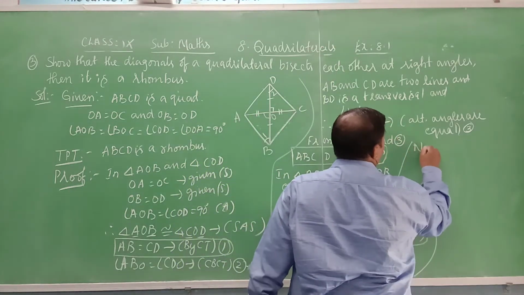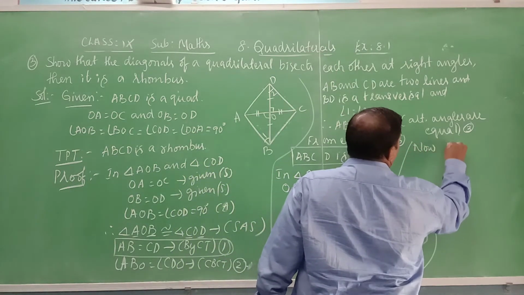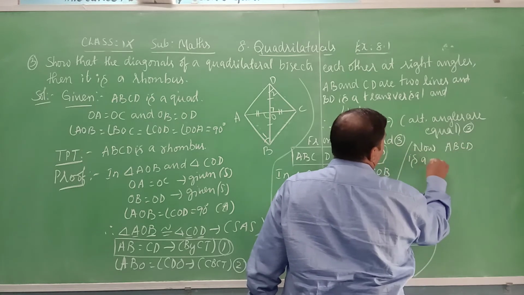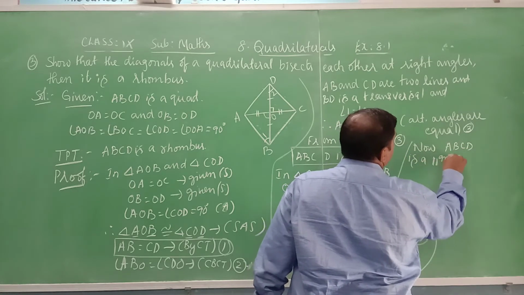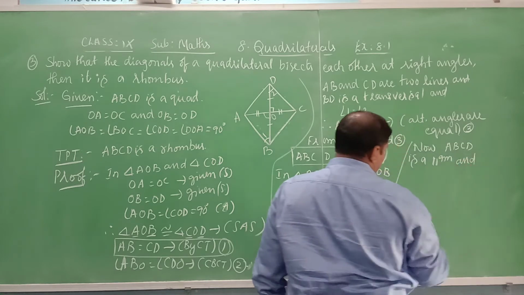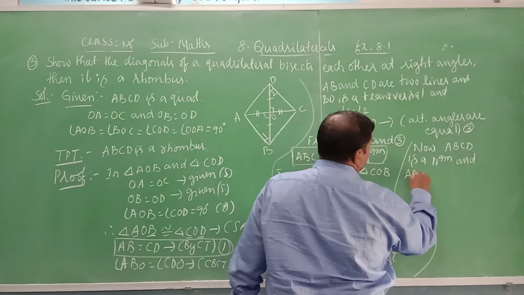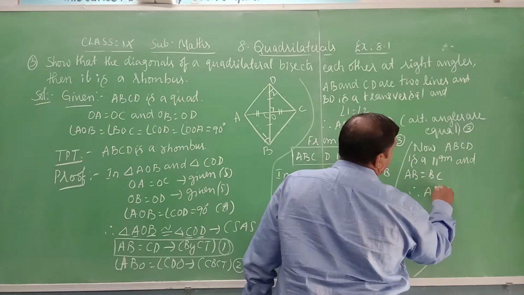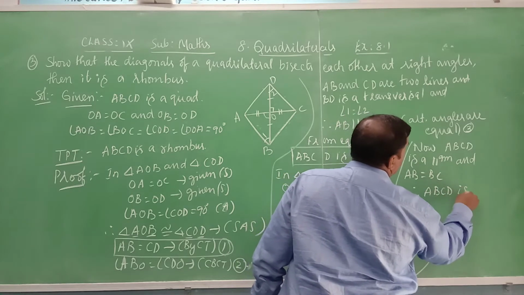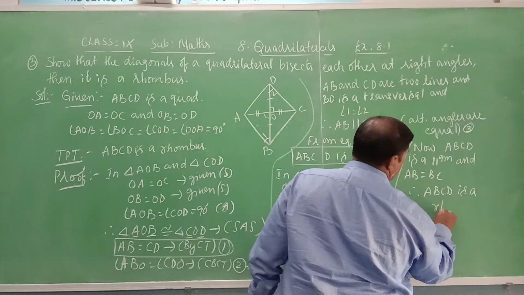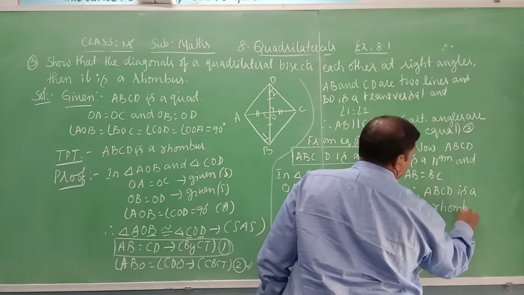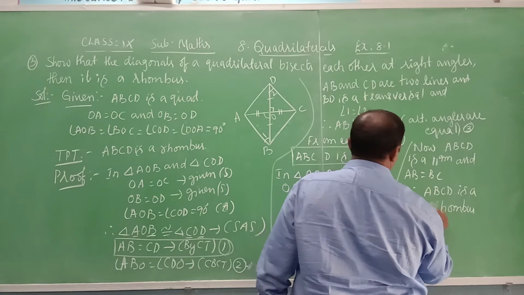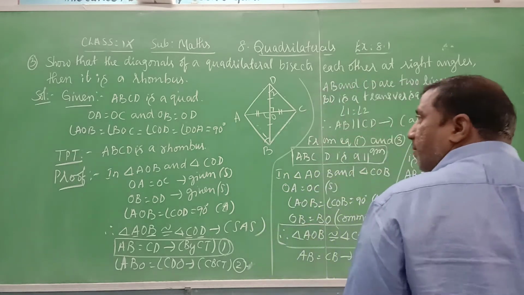Now ABCD is a parallelogram and adjacent sides, that is AB is equal to BC. Therefore, ABCD is a rhombus.